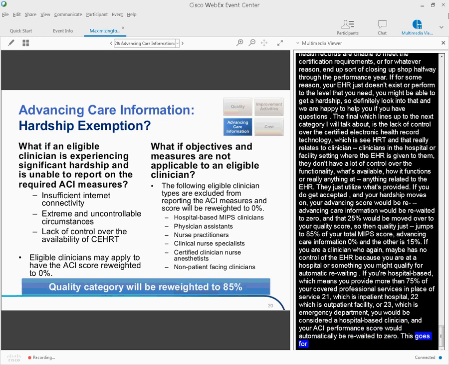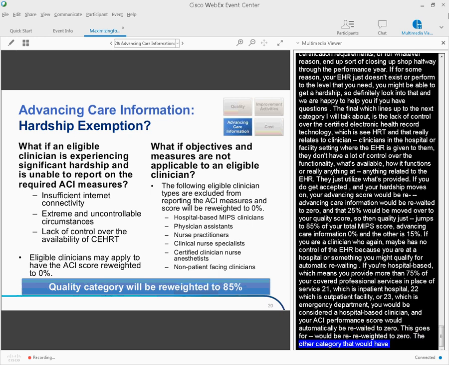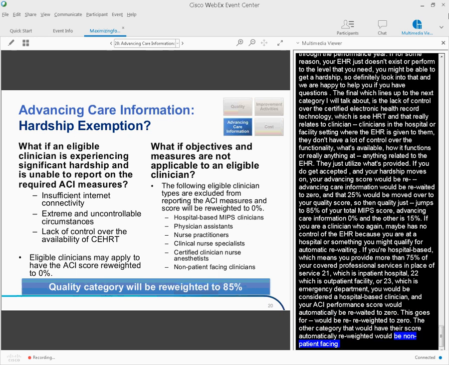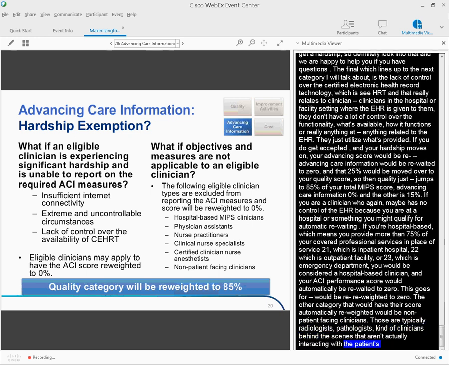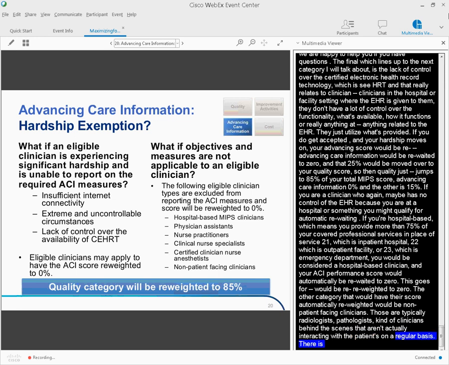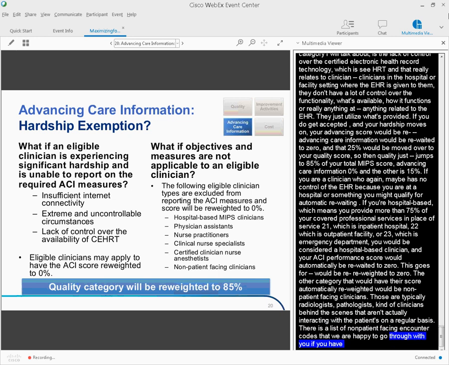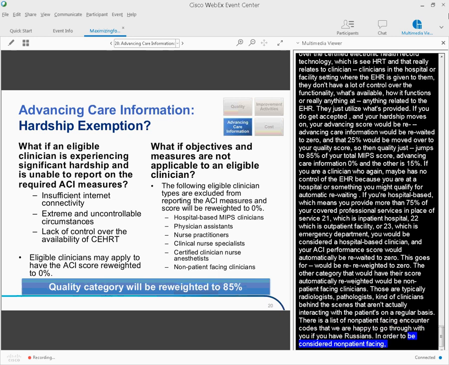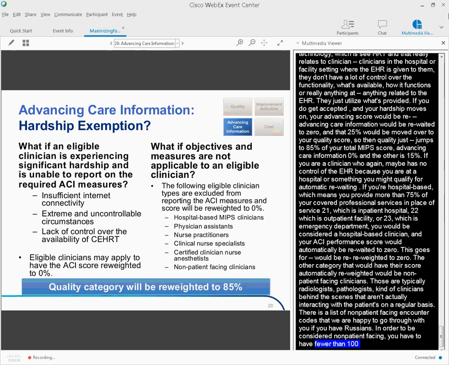The other category of clinicians that would have their score automatically reweighted would be non-patient-facing clinicians. Now, those are typically radiologists, pathologists, clinicians behind the scenes that aren't actually interacting with the patients in a face-to-face manner. There's a list of non-patient-facing encounter codes that we're happy to go through with you if you have questions. In order to be considered a non-patient-facing clinician, you have to have fewer than 100 patient-facing encounter types per year. So again, we can look at those with you if you're unsure and help you determine if you're in that group.